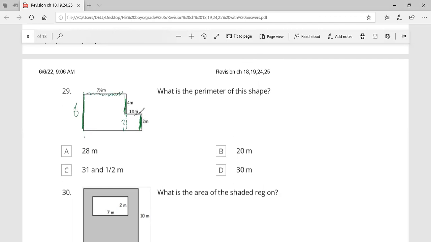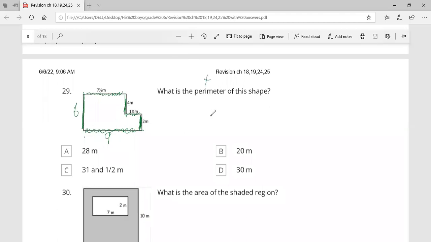7.5. Here is half. And how to get this? Just add 7.5 plus half, you get 9. 7.5 plus half, we get 9. Here we find all the missing sides. We can add after that to get the perimeter.